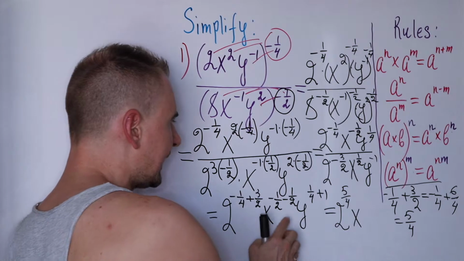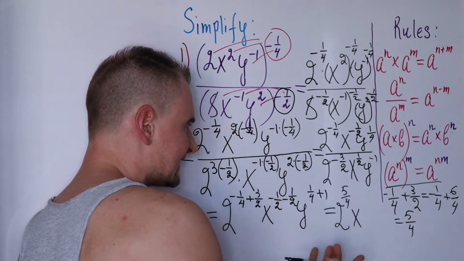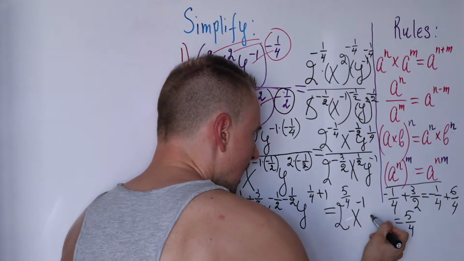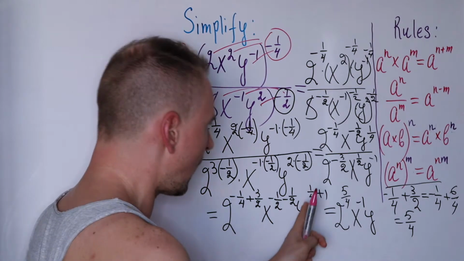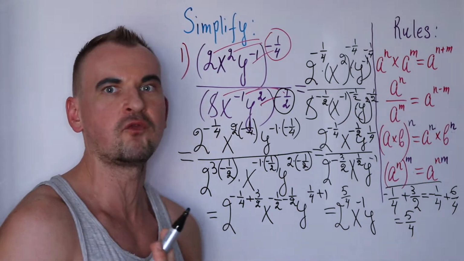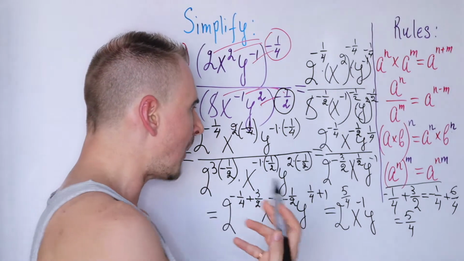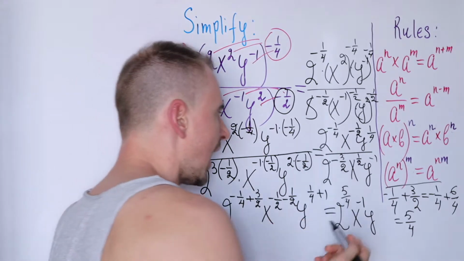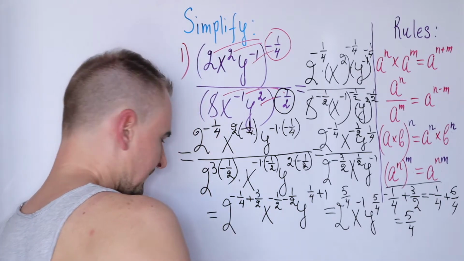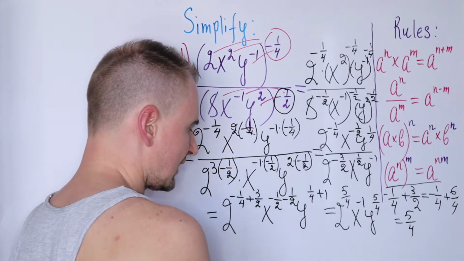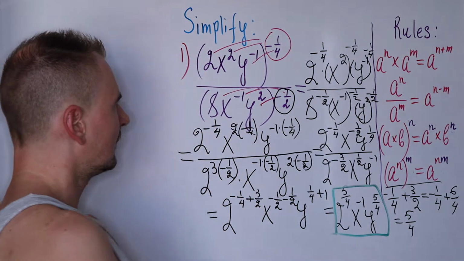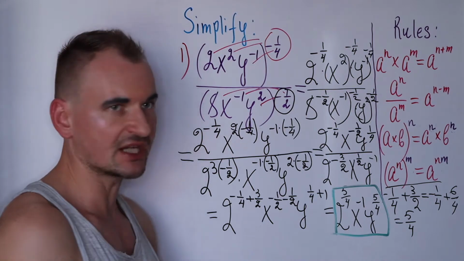For x, you are going to get negative 1/2 minus negative 1/2, so it's negative 1. And for y, 1/4 plus 1, where 1 can be thought of as 4/4. So 4/4 plus 1/4 would leave you 5/4. So that's the power for the y term. And that's going to be your answer for that rational expression with negative powers.